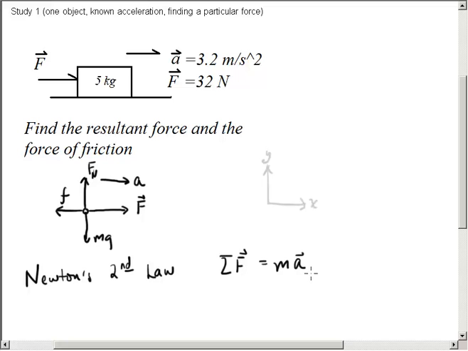Once you've stated that, now what you want to do is write out Newton's second law in component form. Newton's second law in the x direction, Newton's second law in the y direction. Pause the video and give yourself some time to try to write it down for yourself.